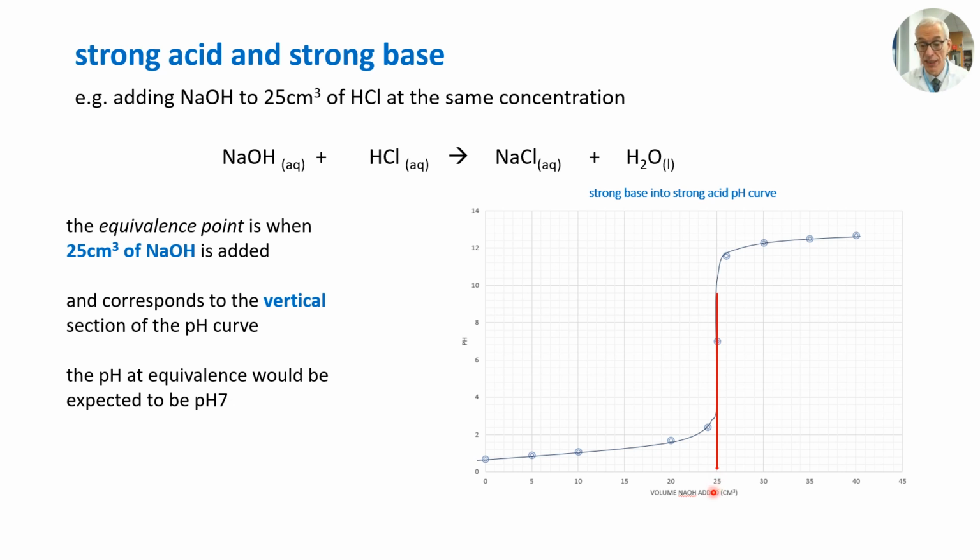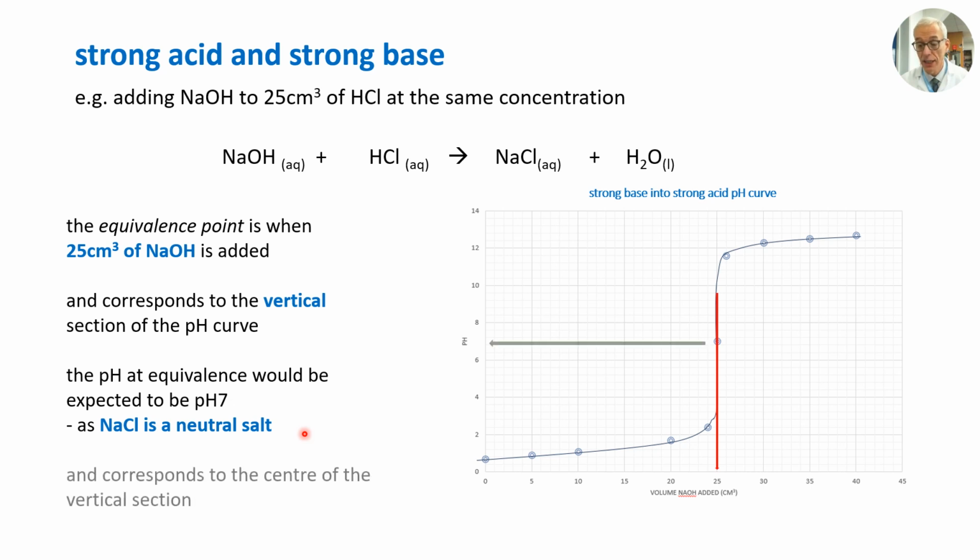The key point is that sodium chloride is a neutral salt. So there's no sodium hydroxide at equivalence, it's all been reacted. There's no hydrochloric acid, it's all been reacted. The only thing present in solution is sodium chloride. Sodium chloride is a neutral salt, it has no acid-base properties. Therefore the pH at equivalence is 7.